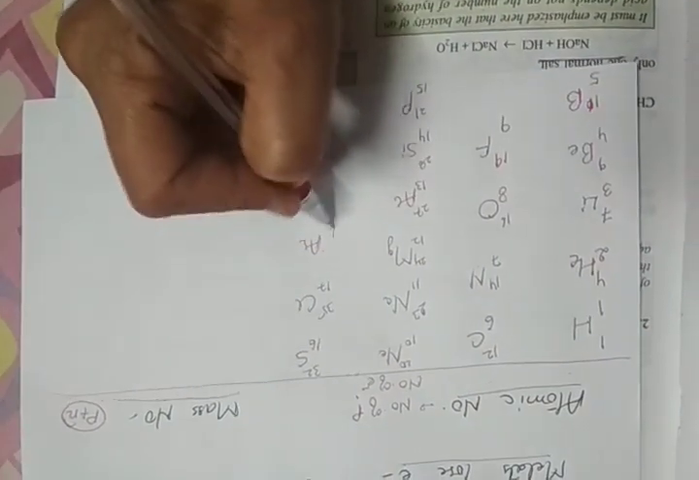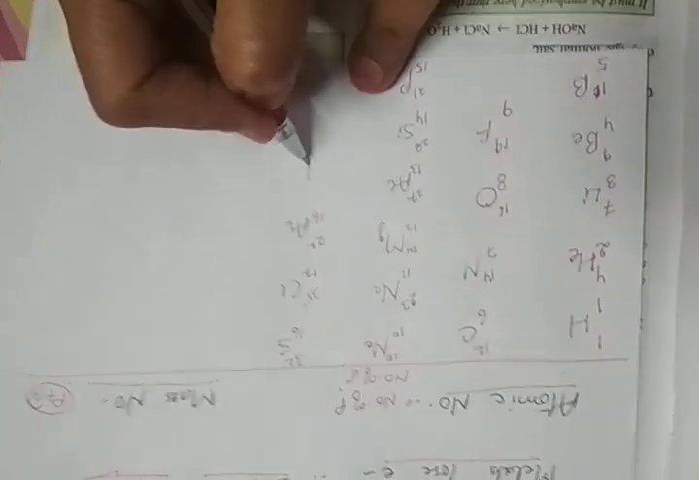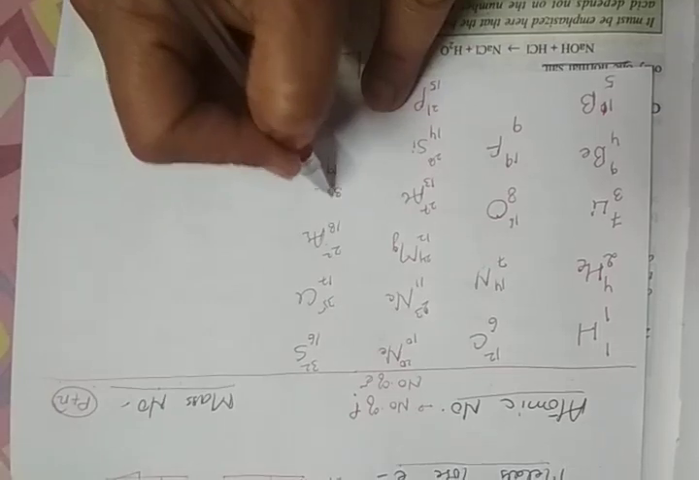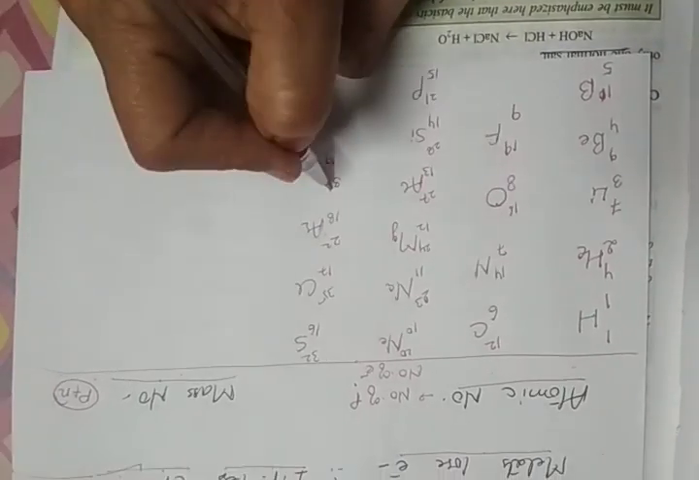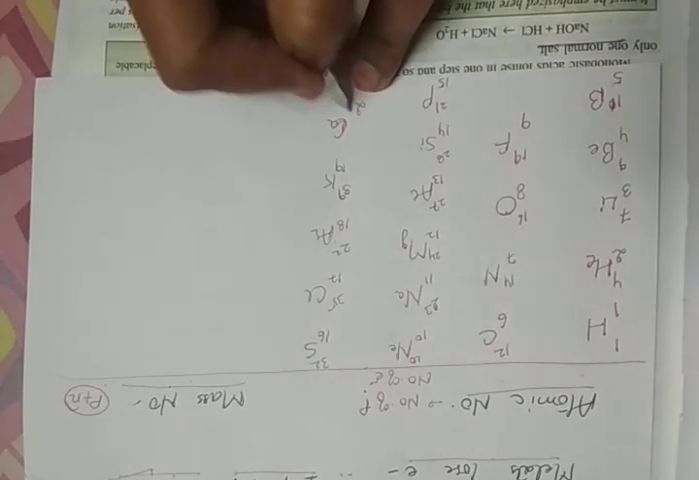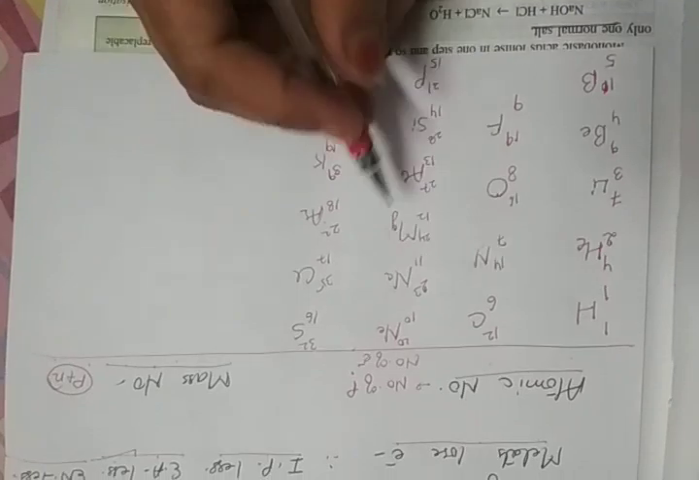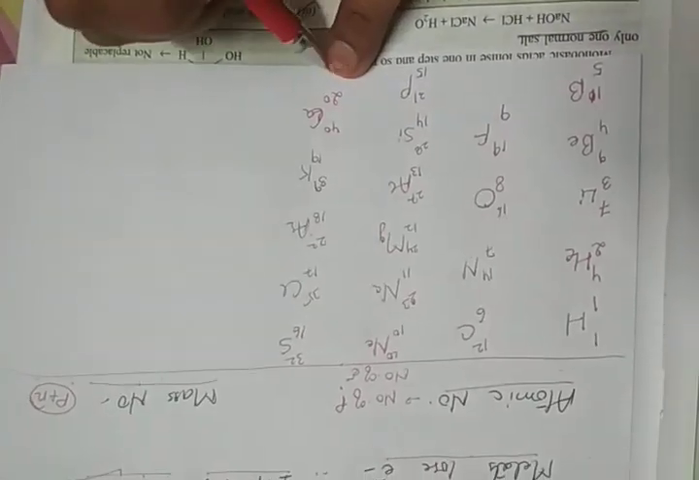Argon, 18, 40. Then potassium, 19, 39, and calcium, 20, 40. If we consider the atomic number and the mass number of the first 20 elements, we will find some relationship.